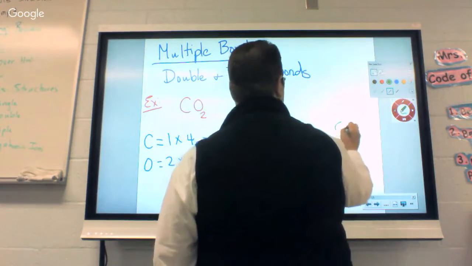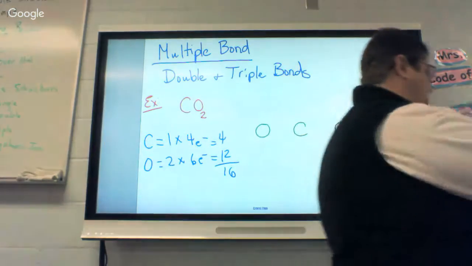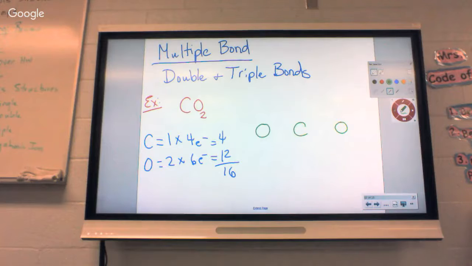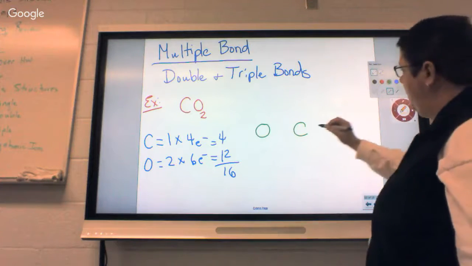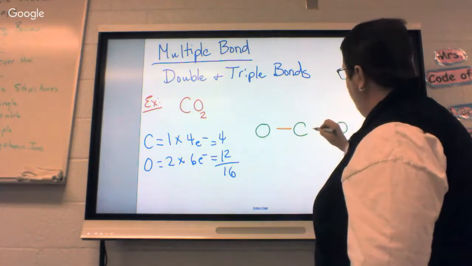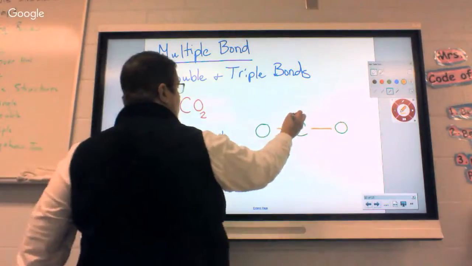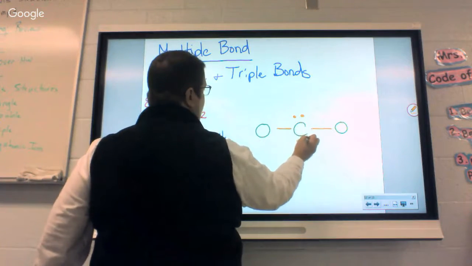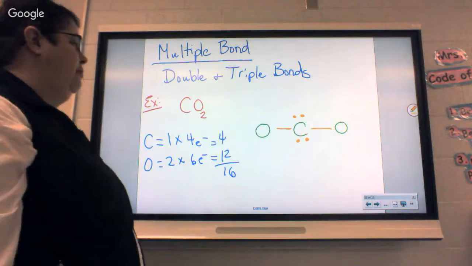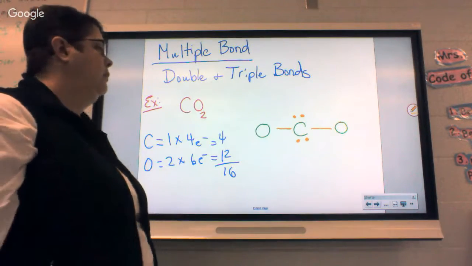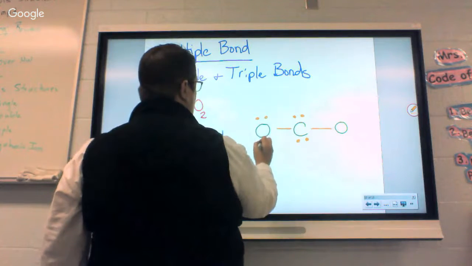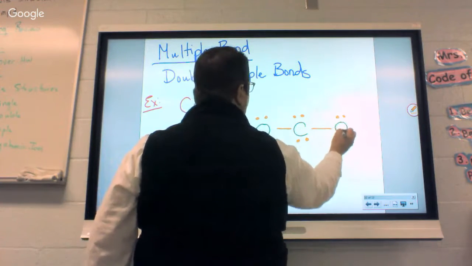Since I did an L shape for water, I'm going to draw it straight out this time. You can also draw it straight up and down. It does not make any difference how you draw the two out. I'm going to draw my bond here to show sharing and my bond here to show sharing. That gives me 4, so I still have 12 left to go. So that gives me 8 to go. You want to do 6 and 2 or 4 and 4? 4 and 4. Okay, 4 here and 4 here.